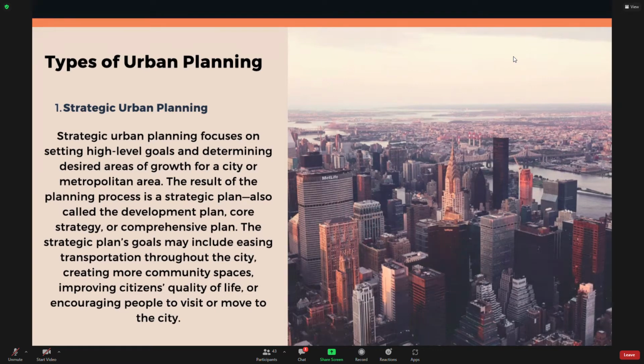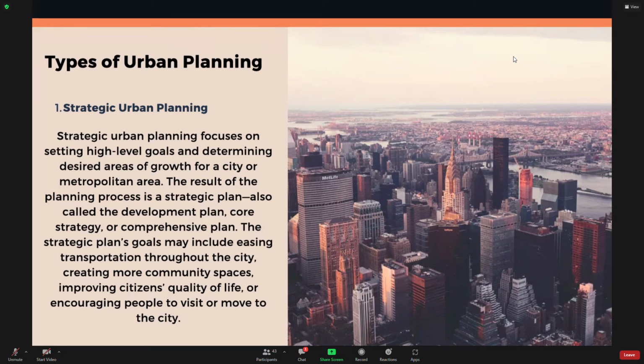It is also called the development plan, core strategy, or comprehensive plan. In Malaysia, we call it development plan, pembangunan. I think if you ever go to local authorities to ask for their master plan, then you will know that we have development plans called structure plan and local plan, plan struktur and plan tempatan. And at the federal level, we have the national physical plan, plan fizikal negara. These are all development plans. So in Malaysia, our strategic urban planning produces the development plan.